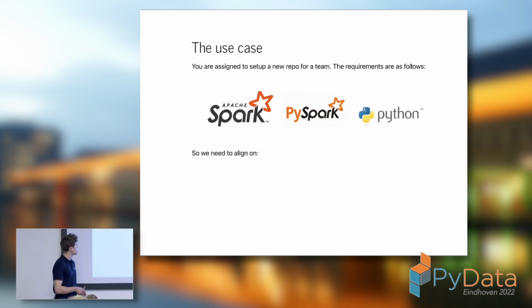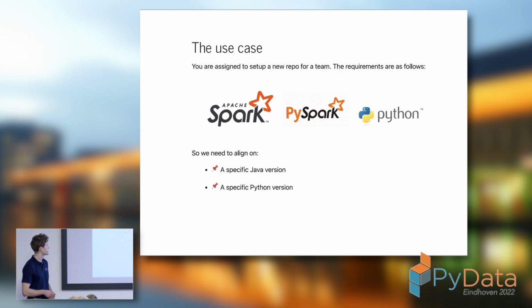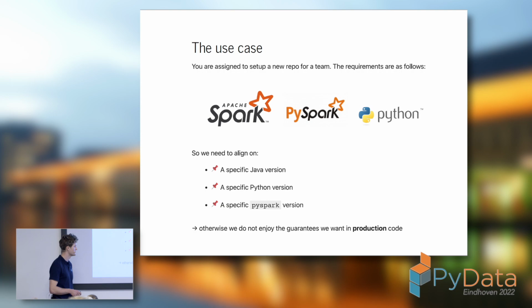So then we basically need to align with the team which Java version we are going to use, which Python version, and which PySpark version. The reason why we need to do this is that if we don't, we don't get the guarantees that we want in production code. Whenever we go into production, you want to pin down the versions. If everyone in our team uses different versions, has different environments, different laptops, different operating systems, it can get a bit tricky.